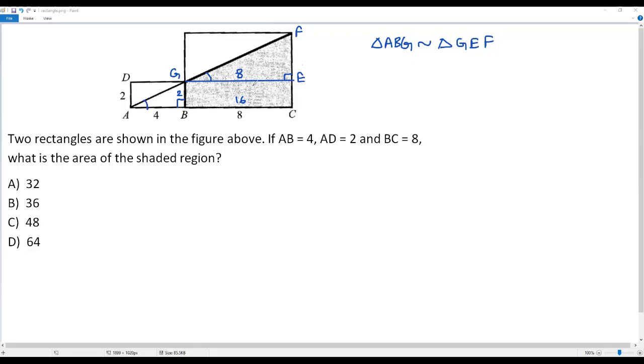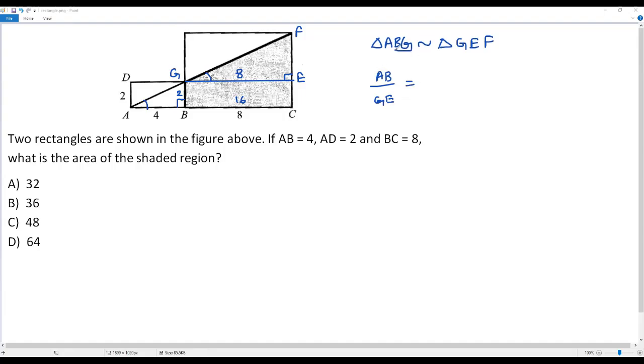If two triangles are similar, then the corresponding sides must be proportional. Now let me consider the side AB in the first triangle. What is the corresponding side in the second triangle? For that, we have to consider the letters at the same position. Here, to get the side AB, I consider the first letter and second letter. Now for the corresponding side, we consider the letters at the same position. Then we get GE. GE is the corresponding side for the side AB in the first triangle.